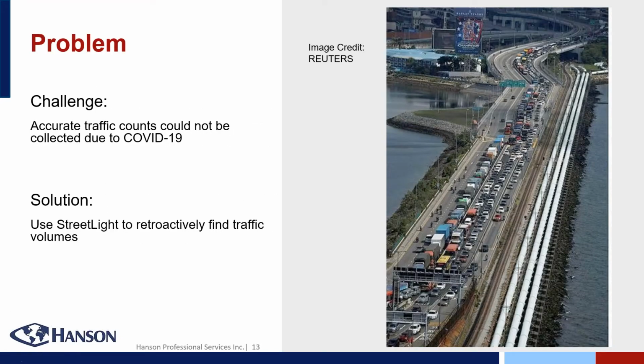And on the next slide, we can see that by the time we reached the second stage of work, COVID-19 hit the US. And obtaining accurate traffic counts was no longer feasible because the traffic that the city was experiencing was highly irregular and not representative of what we expected the traffic would be in the future. So under the assumption that traffic volumes would eventually return to a similar state to what they were before COVID, StreetLight became the perfect tool to allow us to retroactively find traffic turning volumes.